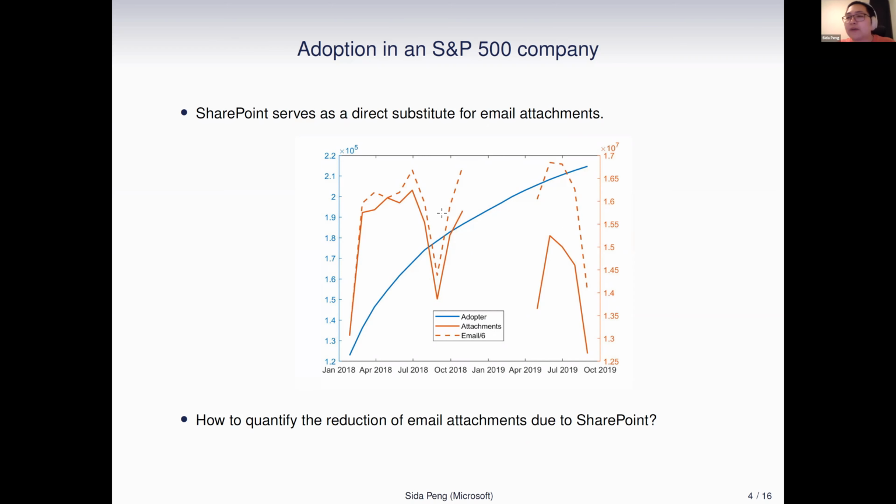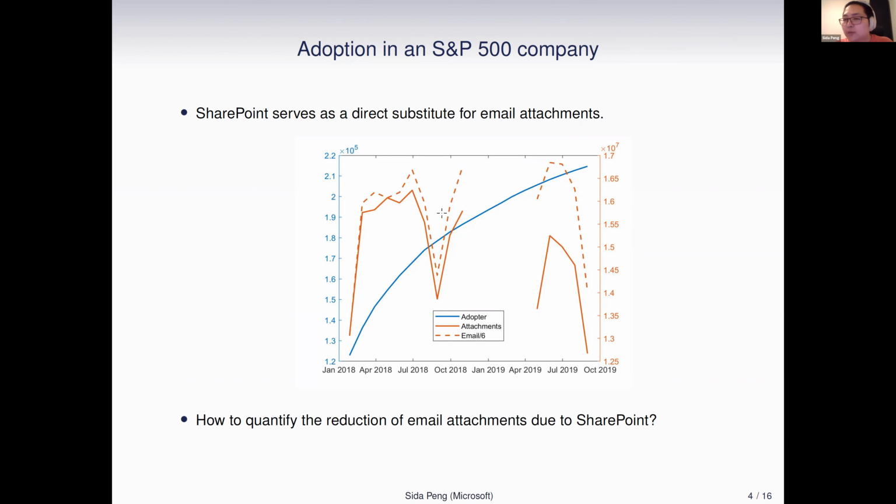Right? So from this graph, all I'm showing are correlations. So the question we are asking is: is there a more scientific, more causal way that we can quantify the reduction of email attachments due to SharePoint? The ideal scenario, if you think about how we would do an experiment, is that we want to compare a person who adopted SharePoint versus another person who hasn't adopted SharePoint, and then over time see whether there's any difference in their email attachments.